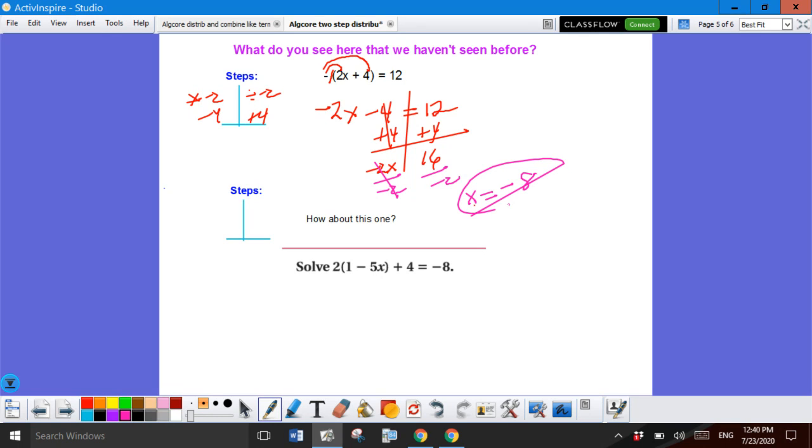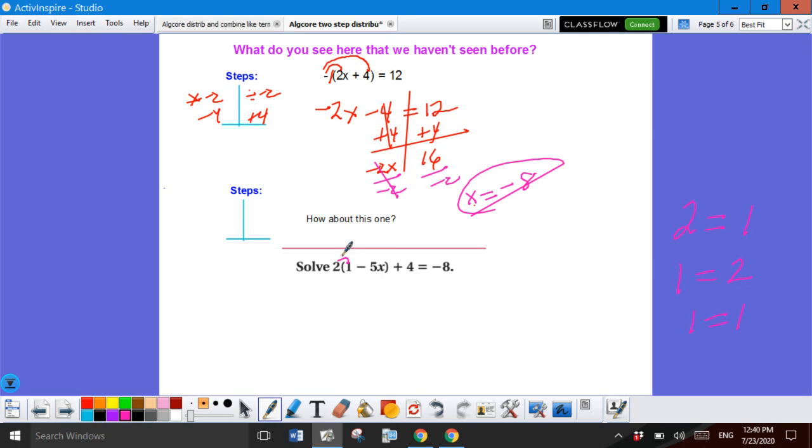Okay, let's look at this next one. So I see distribution, but I also see another number. And remember, we wanted to have 2 terms equal to 1 term, or 1 term equals 2 terms, or 1 term equals 1 term. And right now I have multiple numbers there.